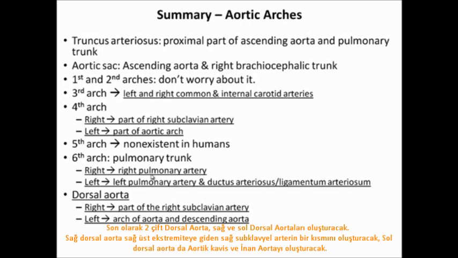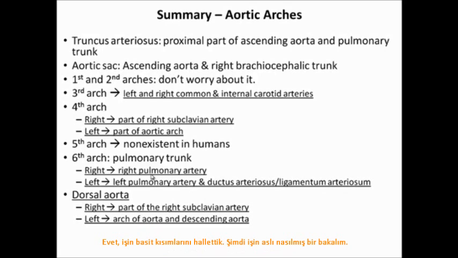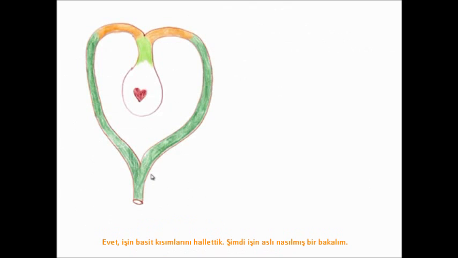Lastly, the two paired dorsal aortae are going to also turn into things. The right dorsal aorta becomes part of the right subclavian artery, going to the right upper limb, and the left dorsal aorta remains the aorta, forms a lot of the arch and almost all of the descending aorta. Now we've gone through the basics, let's go through how it looks.